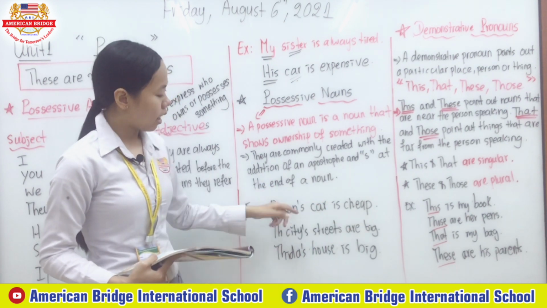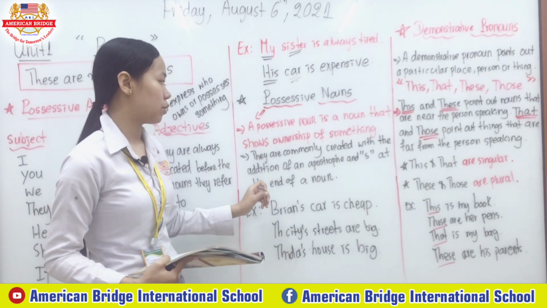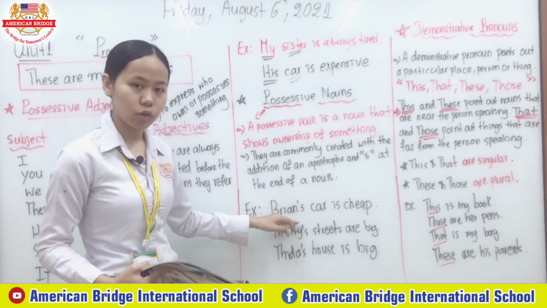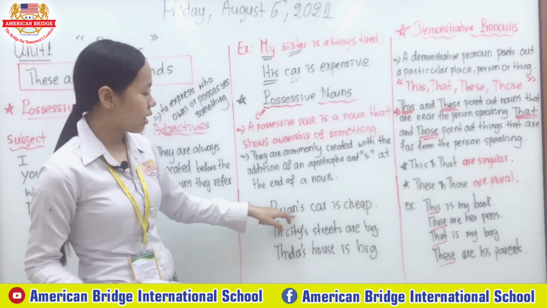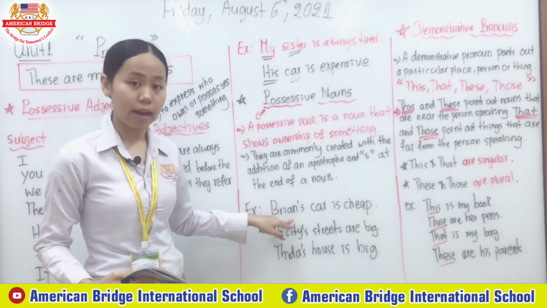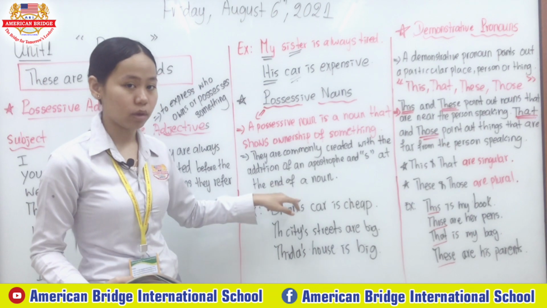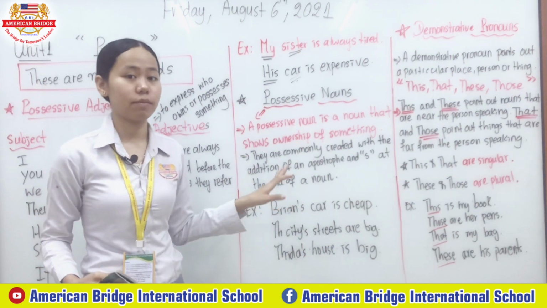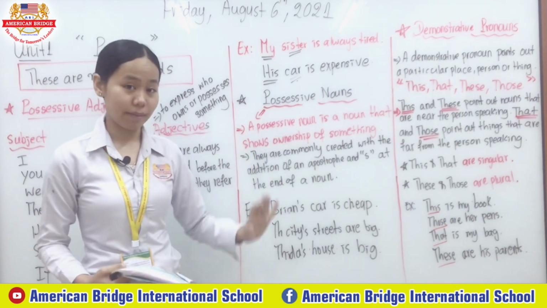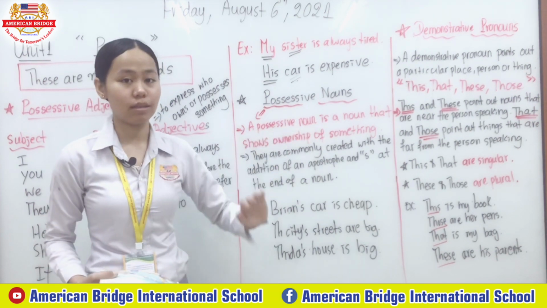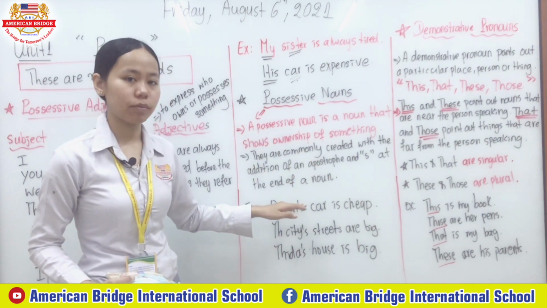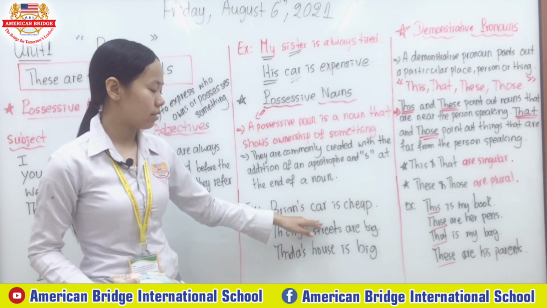So we use apostrophe and s here in order to indicate that the car belongs to Brian. Brian's, with apostrophe and s, is the possessive noun. Brian is a noun, and then we put apostrophe and s; we call it a possessive noun because it is trying to show you ownership of something. So again, a possessive noun is a noun that shows ownership of something. You see? Brian's, with apostrophe and s, is the possessive noun.